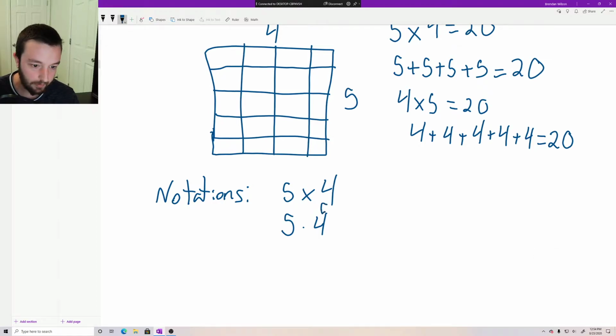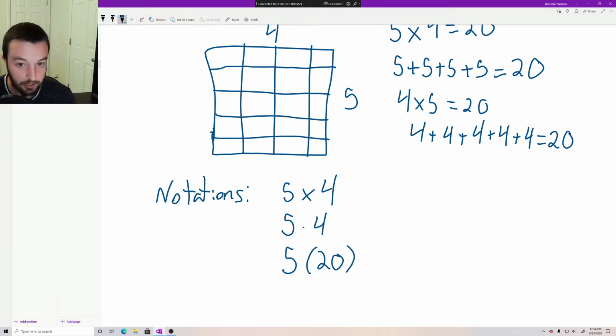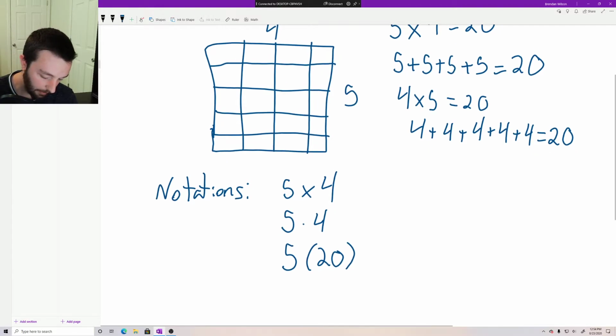Another more common way, whoops. Sorry, my display is messing up here. I think my computer's just getting too hot. Whoops, not 20. We want to have 4.